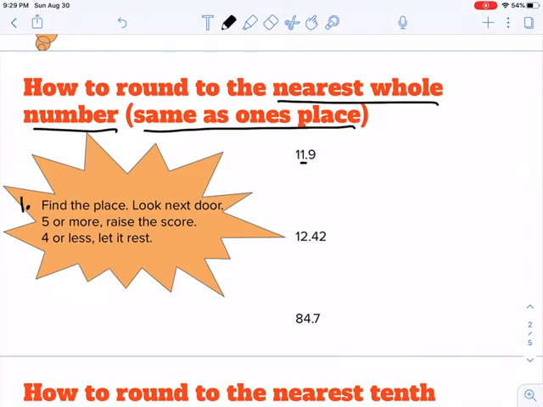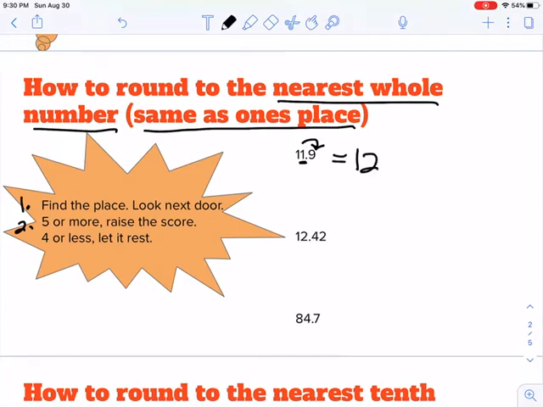And then we're going to look next door. We're always looking next door to the right. Then we're going to tell ourselves, if it's 5 or more, raise the score. So that number that we're looking at, the 9, is 5 or more. So that is going to bump up the number in that ones place. That 1 is going to bump up to a 2. So when we round this, this would become 12.